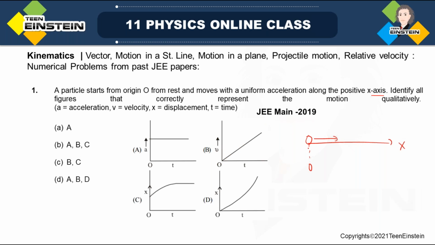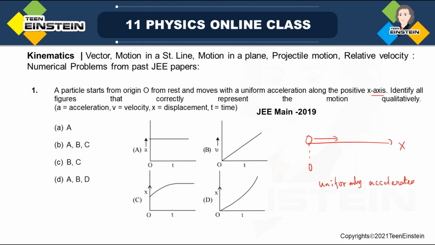So we have to find out which among these can represent the motion correctly. So let us just take up this first figure. First figure is what? See, on the vertical axis, acceleration a is plotted against the time. So here the motion of this particle is uniformly accelerated motion.